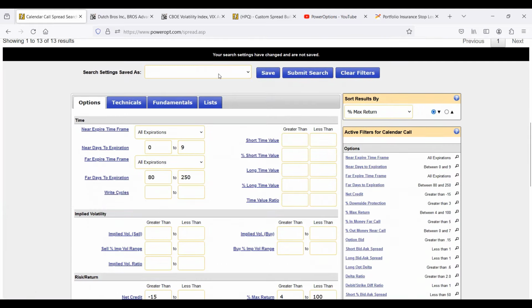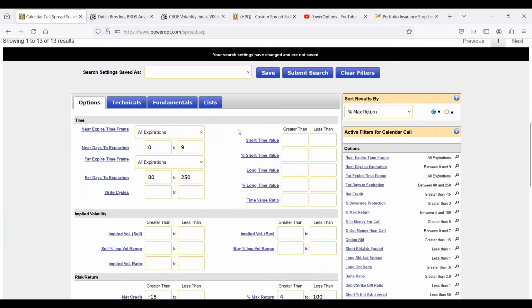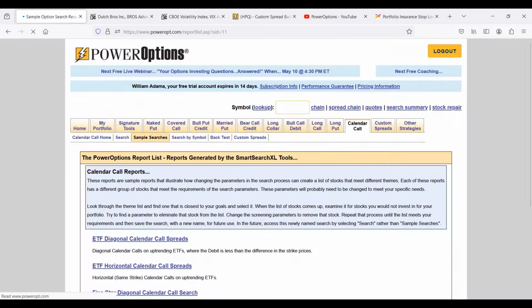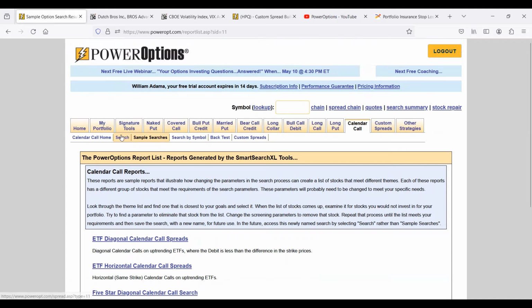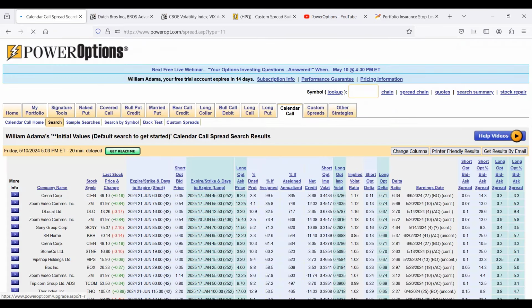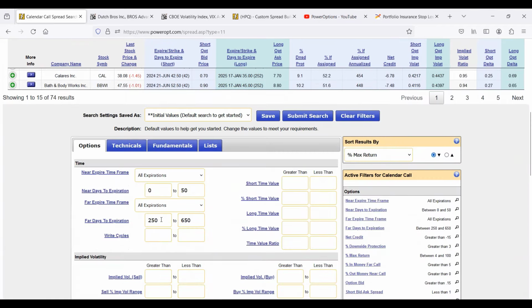Nothing wrong with doing it. And again, if I'm not mistaken, same strikes. No, I don't have one here. Maybe it is in the sample searches. I thought I put one up. I apologize. Safety first, safety horizontal, 5-star day. Okay, that's something for my to-do list. I do have a default criteria I use for the weekly series, boys, using weeklies against longer terms, it's very similar to the initial values. It's just changing the time frame on the long as well as changing the time frame of the short.